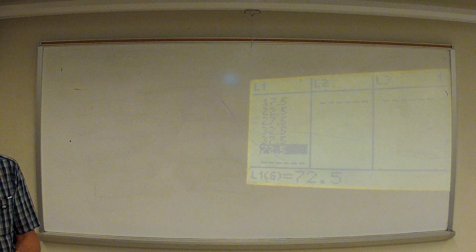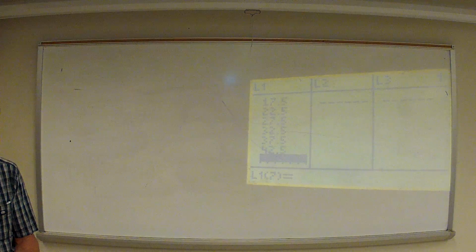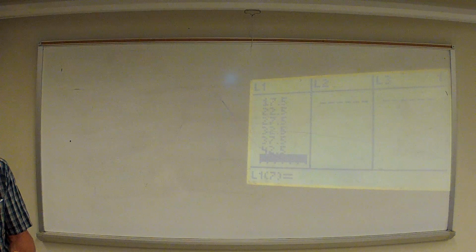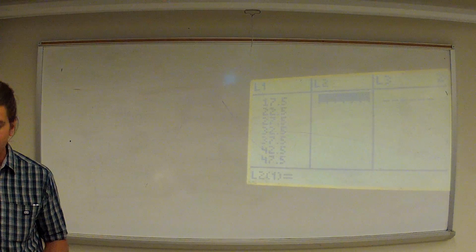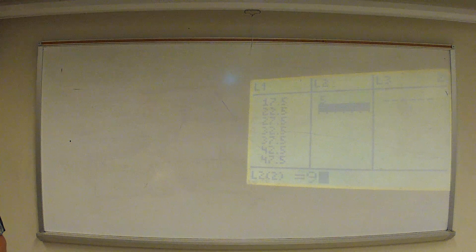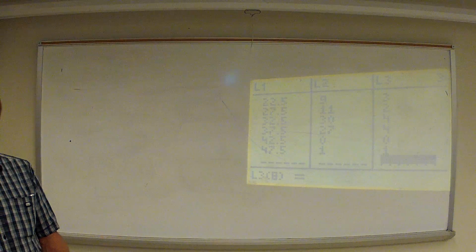Oops, you put 73. 42 and a half. Whoops. Not quite that fast. 47 and a half. And then I'm going to put the neighbors in L2 and the cops in L3, if that's okay with you guys. 5, 9, 11, 30, 7, 0, 1. 1, 3, 2, 4, 4, 0, and 1.